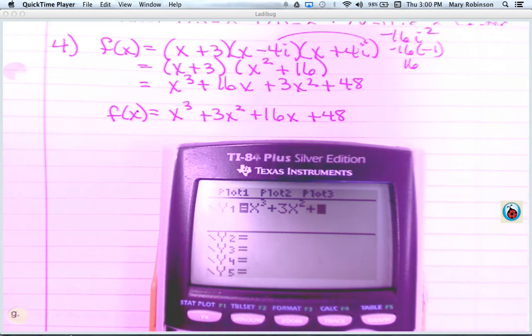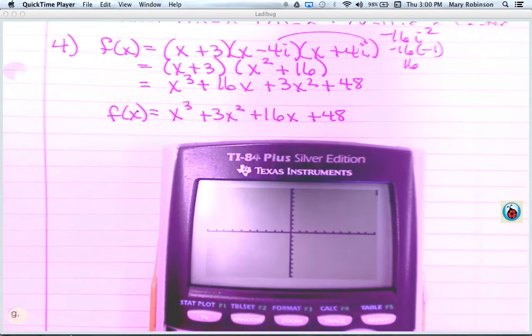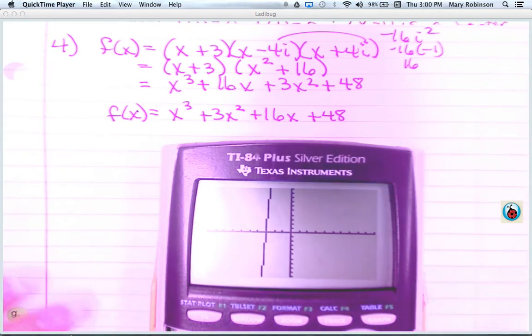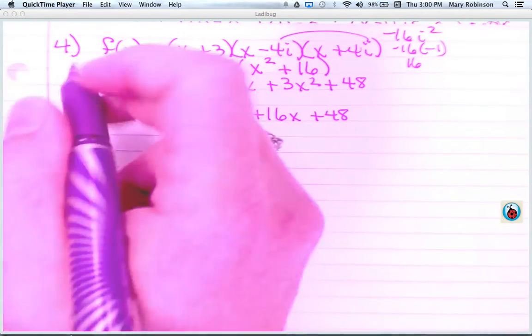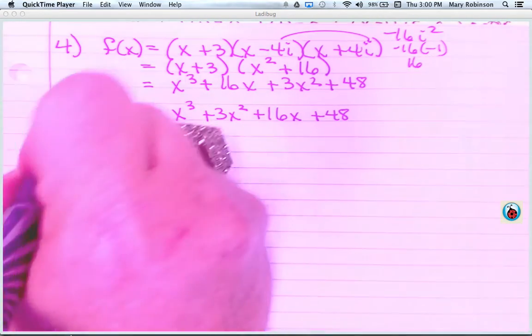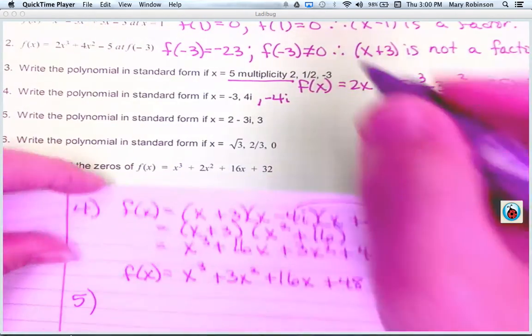3x squared plus 16x plus 48. Hopefully it will only cross at -3. And you can see that that is the case. That should help us to know that our other two are imaginary. All right. Next, for number 5, let me write this answer up here.